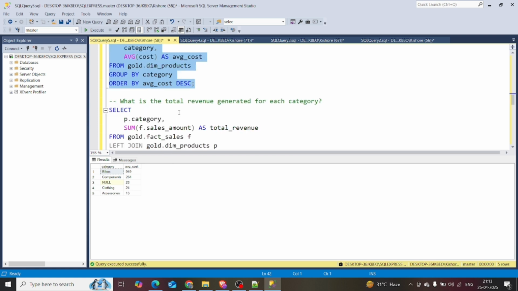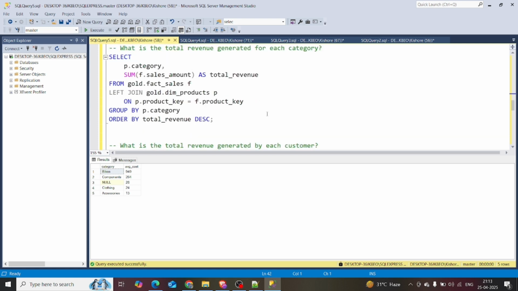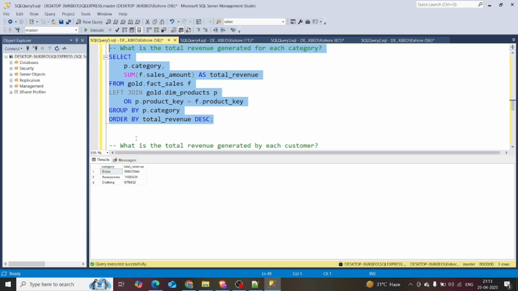And we are answering the total revenue generated by each category, right? When I try to execute this, the total revenue generated by the bikes is about 5 crore 66 lakh 65,000, going into billions. Accessories is 1 crore 40 lakhs 524, and clothing is 6,29,432. The most selling product in this company is the bikes, right?